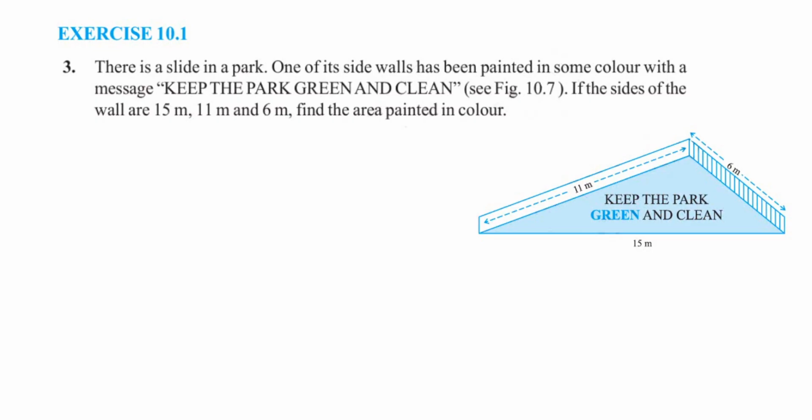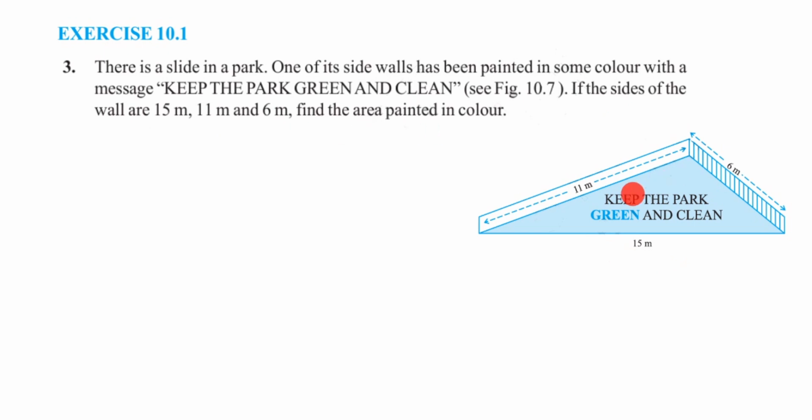Hey everyone, here's a question from exercise 10.1, third question. This is from class 9th, Heron's formula. So the question is, there is a slide in a park. One of its side walls has been painted in some colors with the message, keep the park green and clean, which is shown in this figure. If the sides of the wall are 15 meters, 11 meters and 6 meters, find the area painted in color.